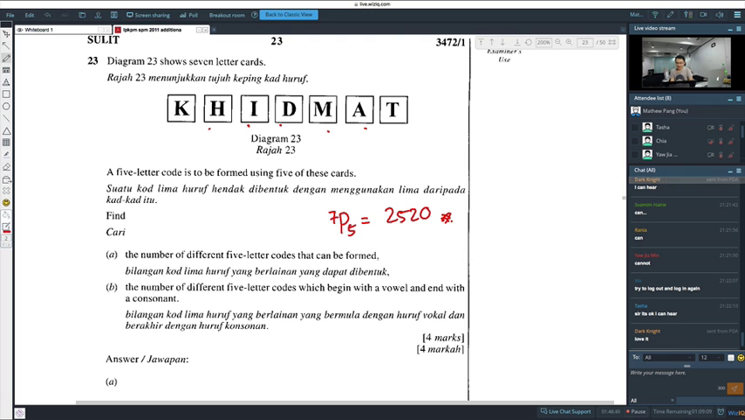Alright, and then for the second part, the number of different 5-letter codes which begin with a vowel and end with a consonant. So now you have 5-letter codes. If it must begin with a vowel, how many vowels are here? 1, 2. I have I and A as my vowels. And then how many consonants here? I mean the rest: K, H, D, M, T. Okay, this is all you have.